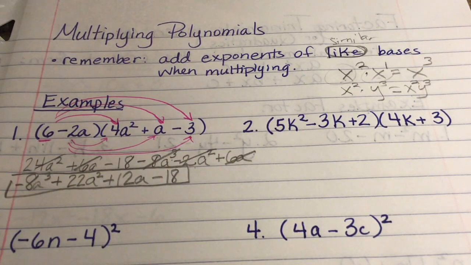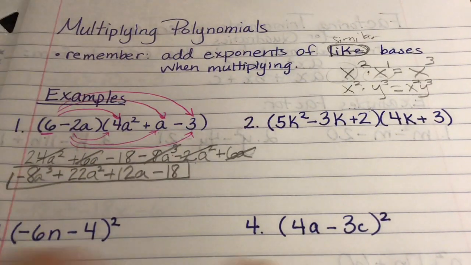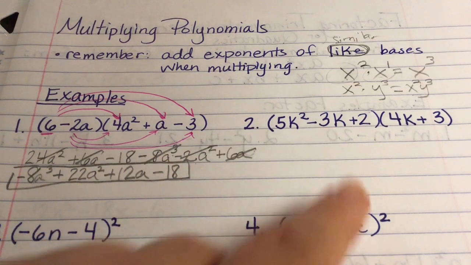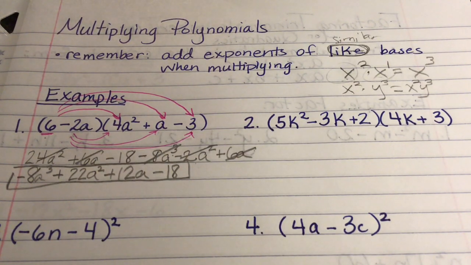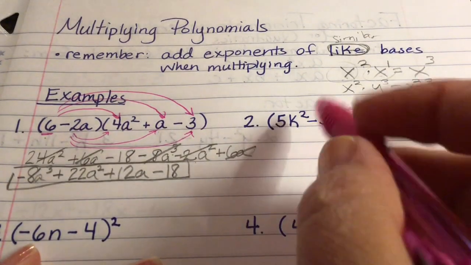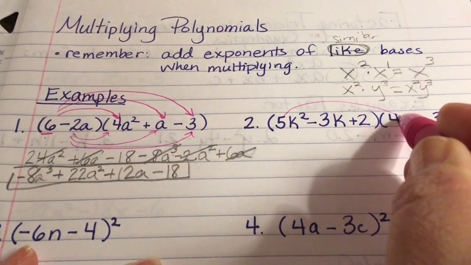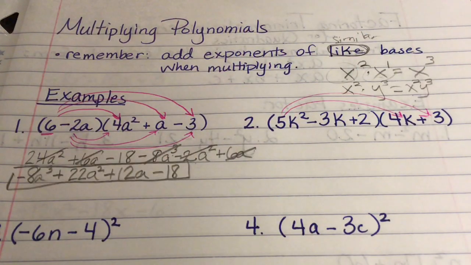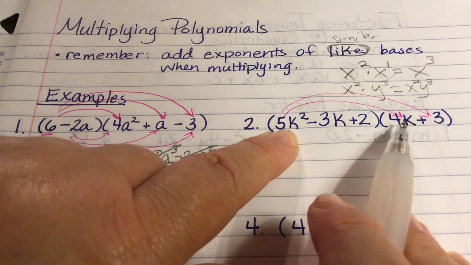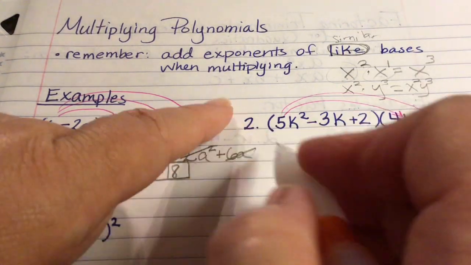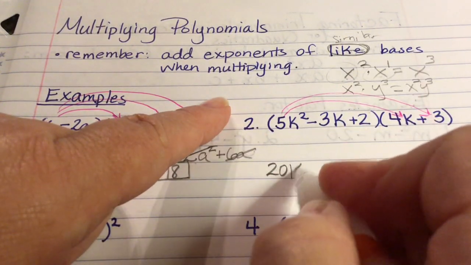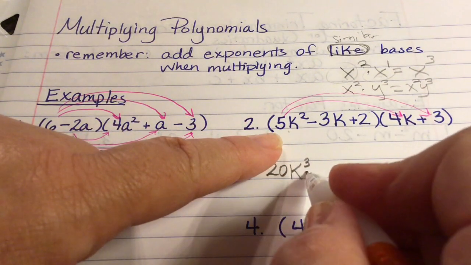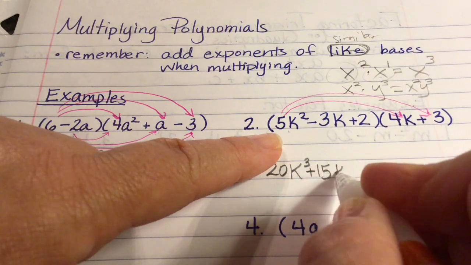The next one, a lot of my students ask me if they could put this binomial in front of the trinomial, and you're welcome to do that. I don't. I just distribute from left to right. And so I'm going to take my 5k squared and multiply it by 4k and multiply it by positive 3. I'll do that first. 5k squared times 4k is 20k cubed. 5k squared times 3 is 15k squared.